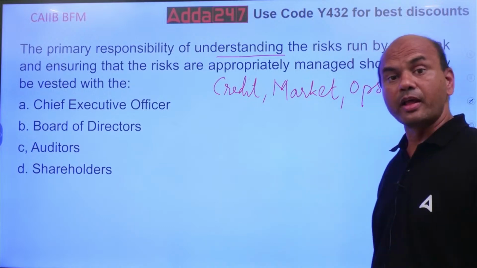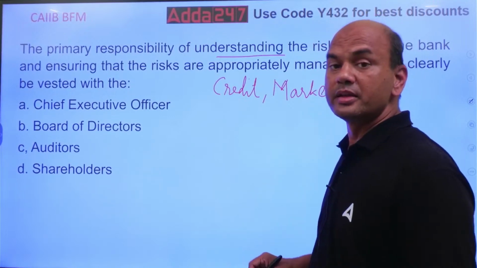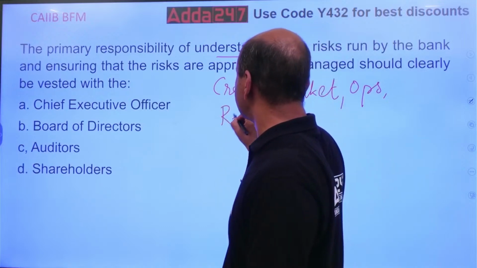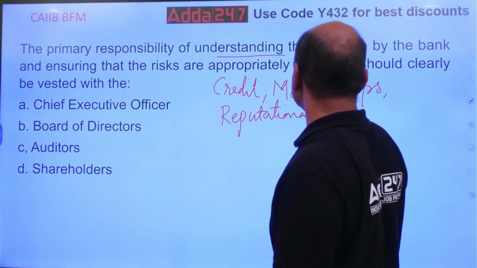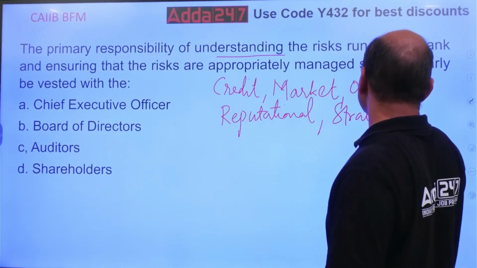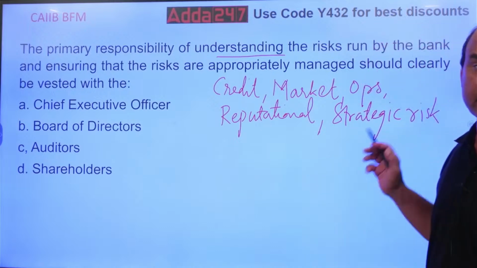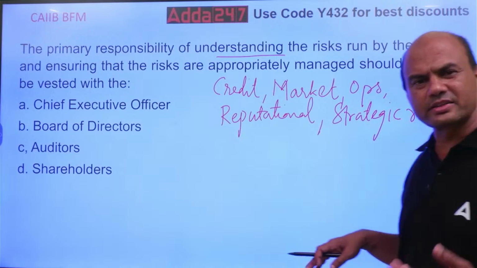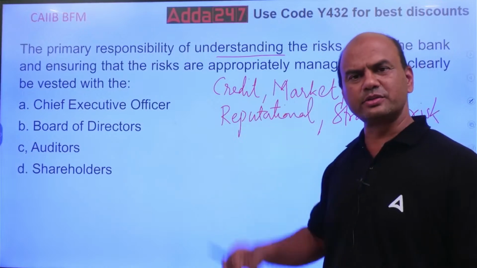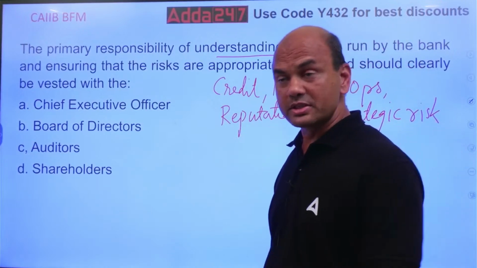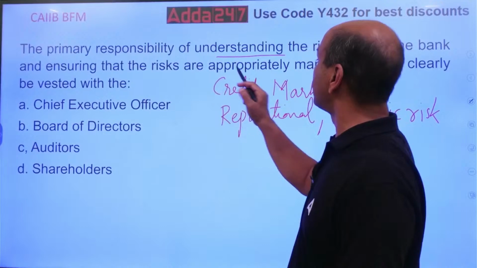After that also there are many risks. For example, reputational risk. Then second is business risk, or we call it strategic risk. Plus there can be many. Forex risk can be there, liquidity risk can be there, but these come under market risk only. So now the question: the responsibility of understanding the risk run by the bank and ensuring that the risks are appropriately managed.